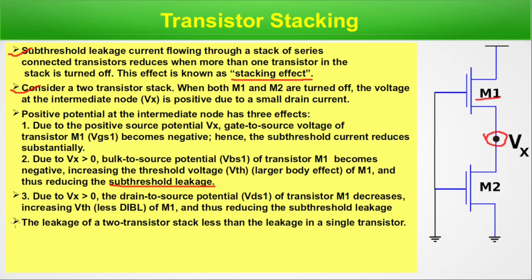In this way, transistor stacking reduces the subthreshold leakage. The leakage of a two transistor stack is less than the leakage in a single transistor. The transistor stacking can reduce the subthreshold leakage. We are done with this slide, so we will move to the next slide.